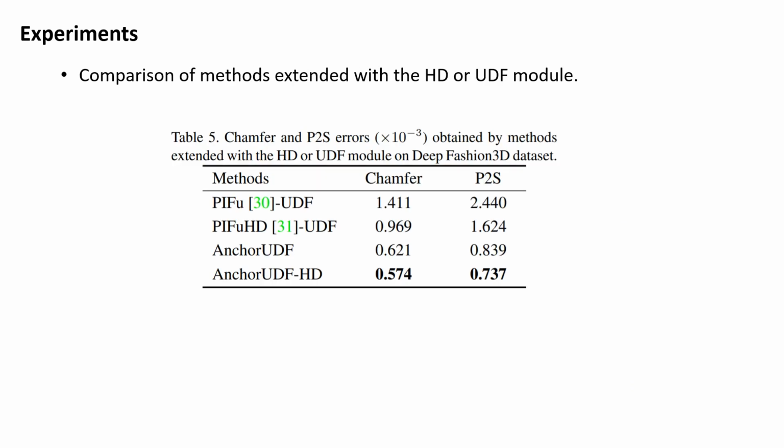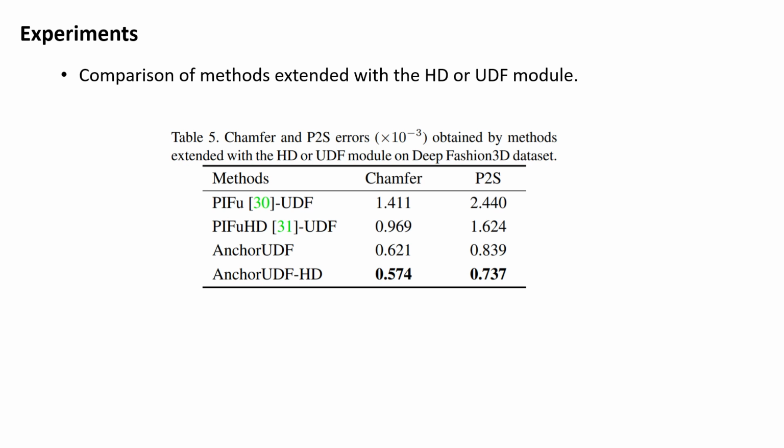We further incorporate the HD module introduced in PIFuHD into our Anchor UDF to evaluate the scalability of our method on high-resolution input images. To make a fairer comparison, we directly use UDF as the implicit function in PIFu and PIFuHD, so that they can also represent open surfaces. Table 5 shows quantitative comparison on DeepFashion3D. We can see that by taking high-resolution images as input, Anchor UDF HD effectively reduces the reconstruction errors, especially P2S, indicating more accurate shape details are recovered.